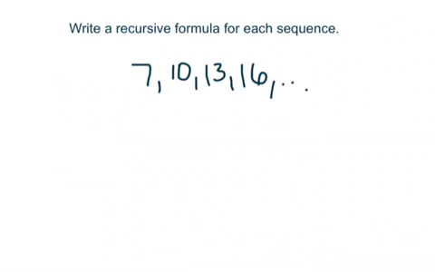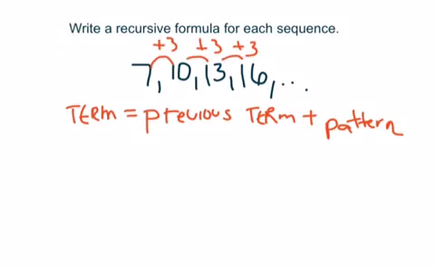So writing a recursive formula for the sequence, the first thing I'm going to notice is it's add 3, add 3, add 3. Now the idea of a recursive formula is that the new term equals the previous term plus the pattern, or plus the common difference. In this case, the pattern is plus 3. So the term, I'm going to call that a of n, is the previous term, which in symbols is a of n minus 1, plus the pattern, which is 3.